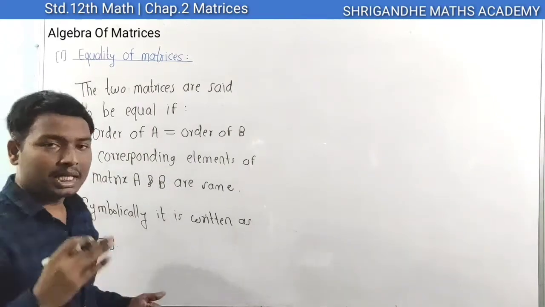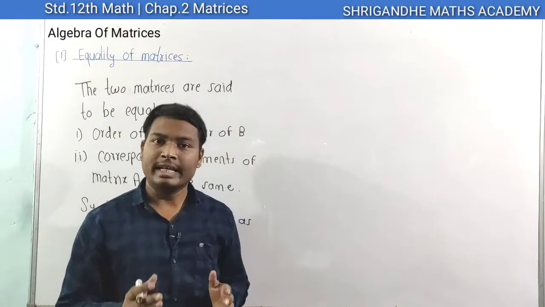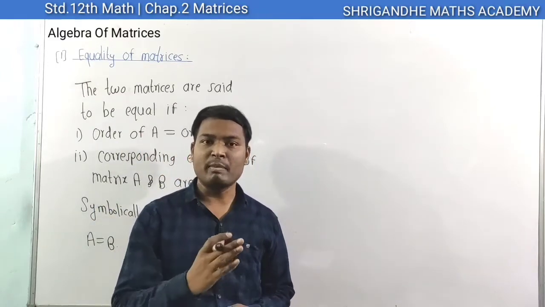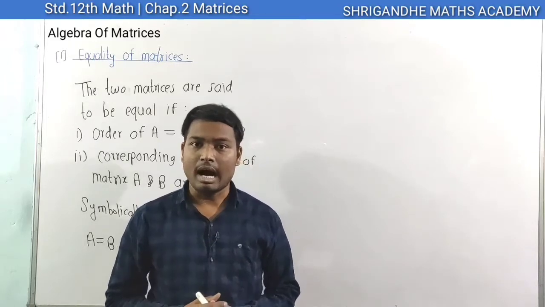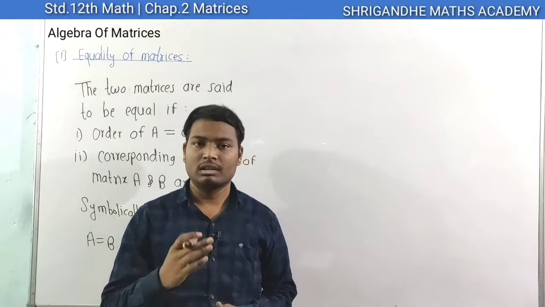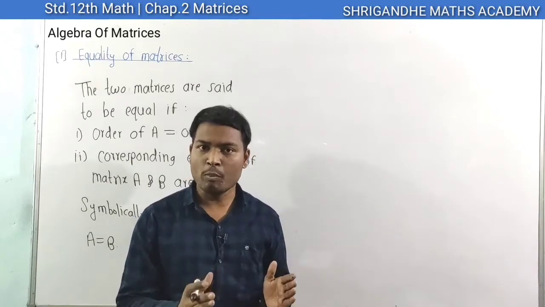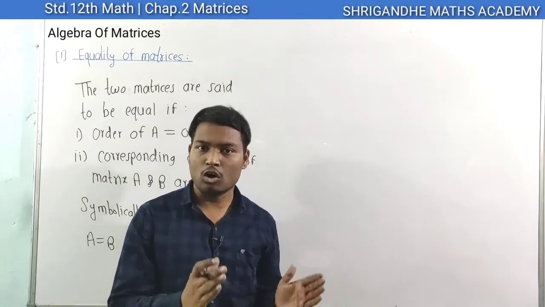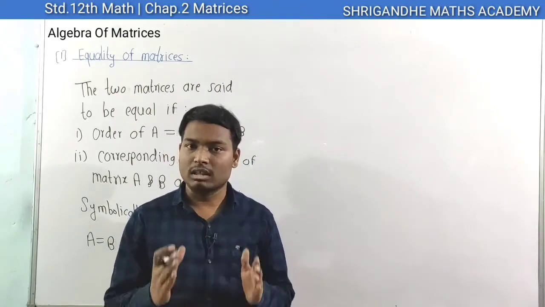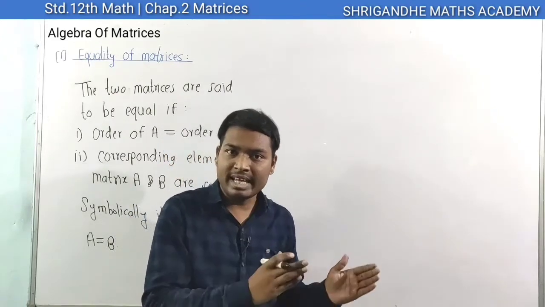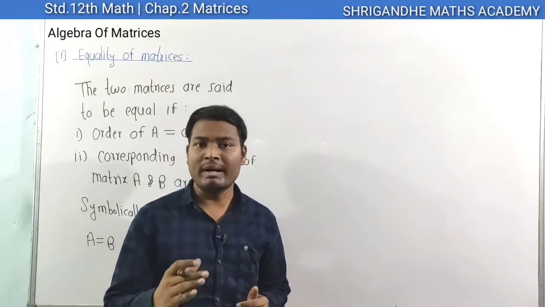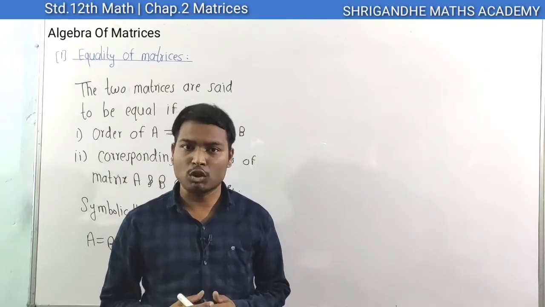Our point is equality of two matrices. Let matrix A and matrix B be two given matrices. Then A and B are said to be equal if they satisfy two conditions. The first condition is that the order of matrix A is the same as the order of matrix B. The second condition is that the corresponding elements of matrix A and matrix B are the same. Then we say that these two matrices A and B are equal.